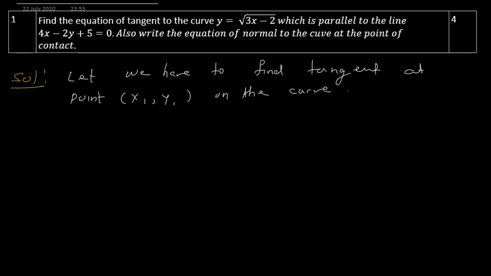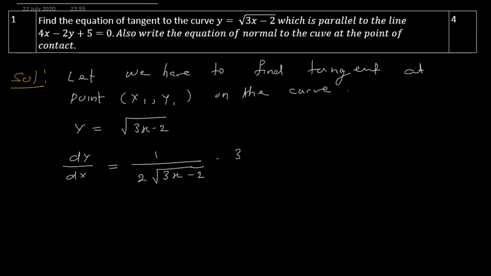Now we know that dy upon dx gives the slope of the tangent. So first we will write y. Now y is given as root of 3x minus 2. We differentiate it. Now this dy upon dx is 1 upon 2 root 3x minus 2, this is a composite function, into the derivative of 3x minus 2, which is 3. So dy upon dx is 3 upon 2 root 3x minus 2.